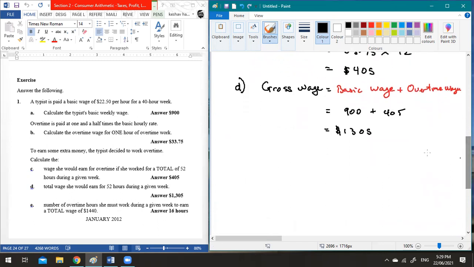Now this is working backward. Now if her gross wage is $14.40, right? We know the basic wage was $900, so we can calculate what the overtime wage is. So using this formula above here, it says $14.40, the gross wage, is equal to the basic wage, which was $900, added to the overtime.